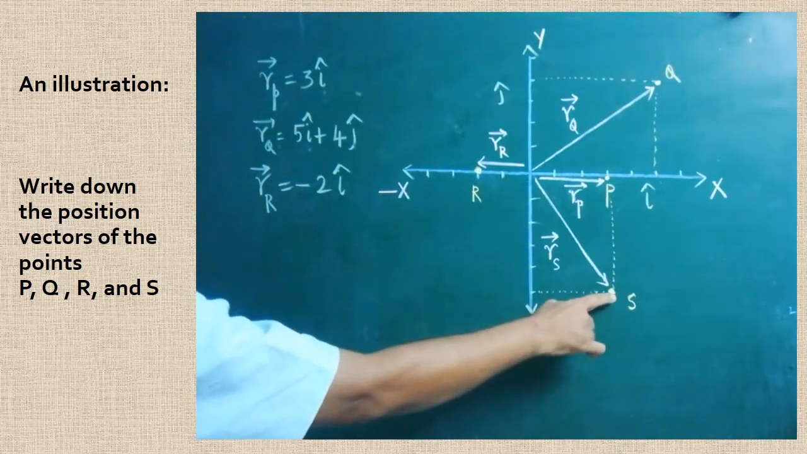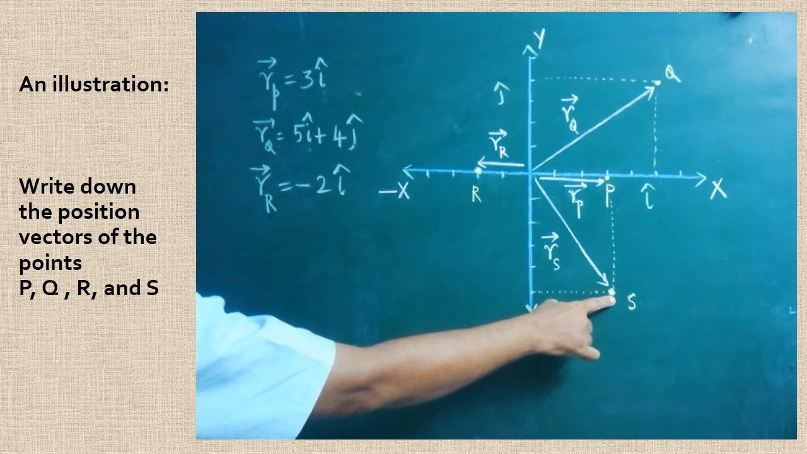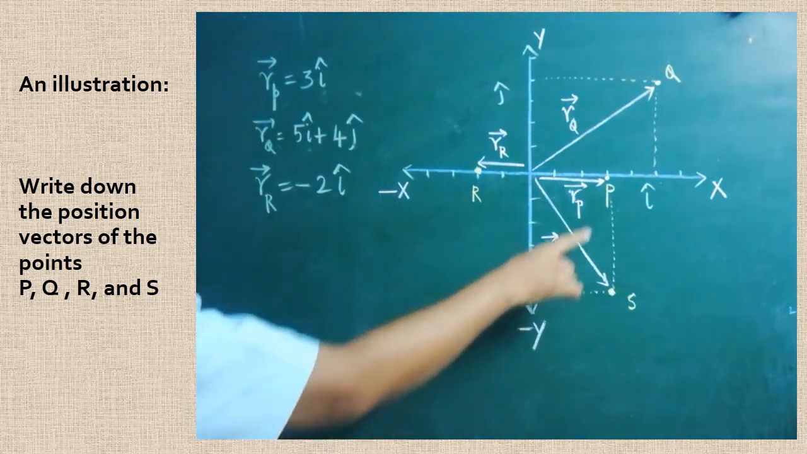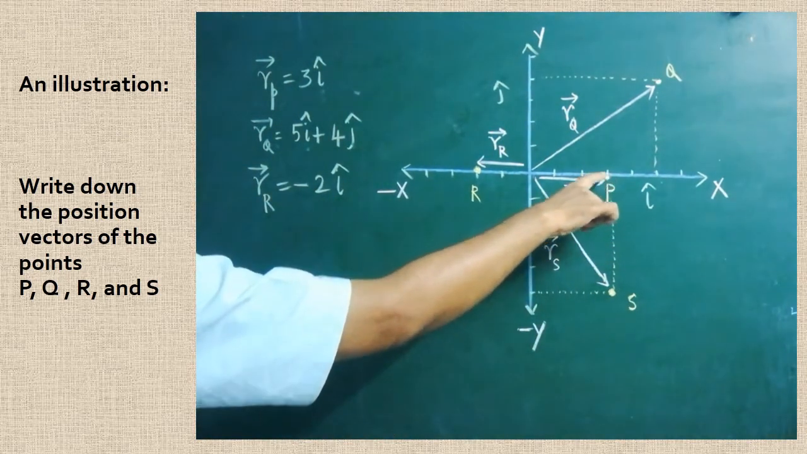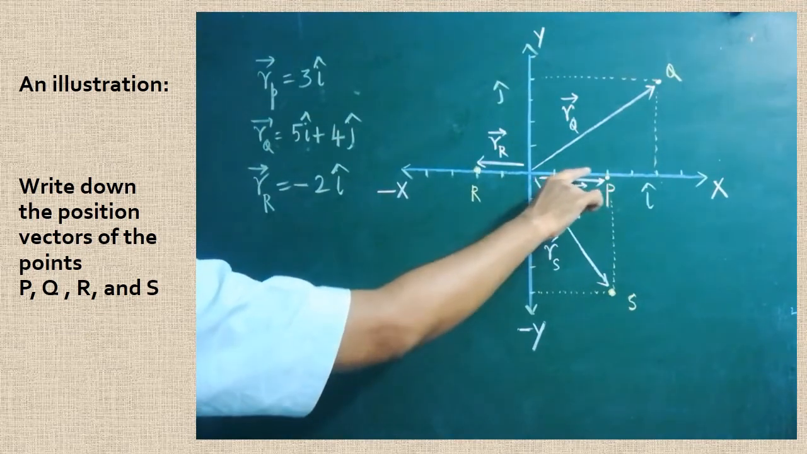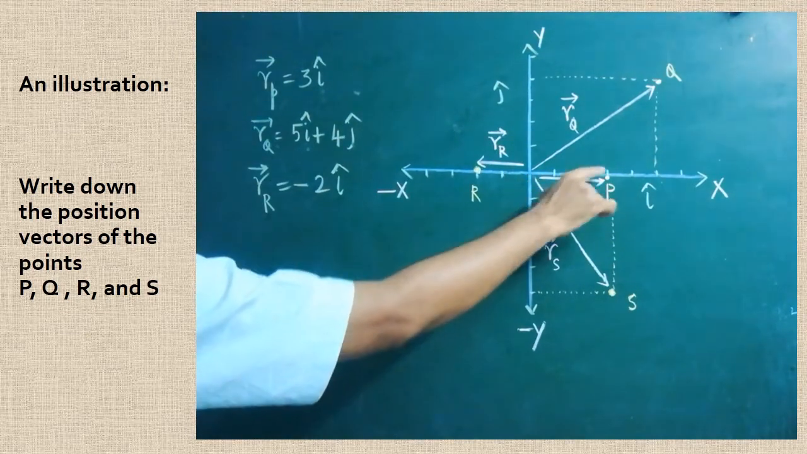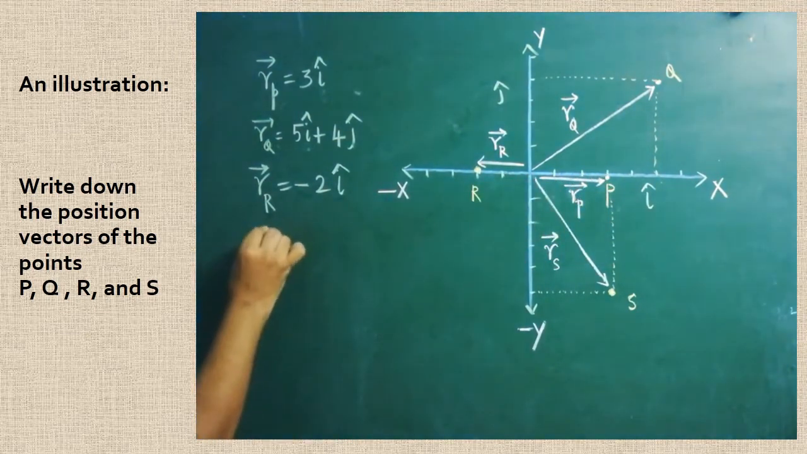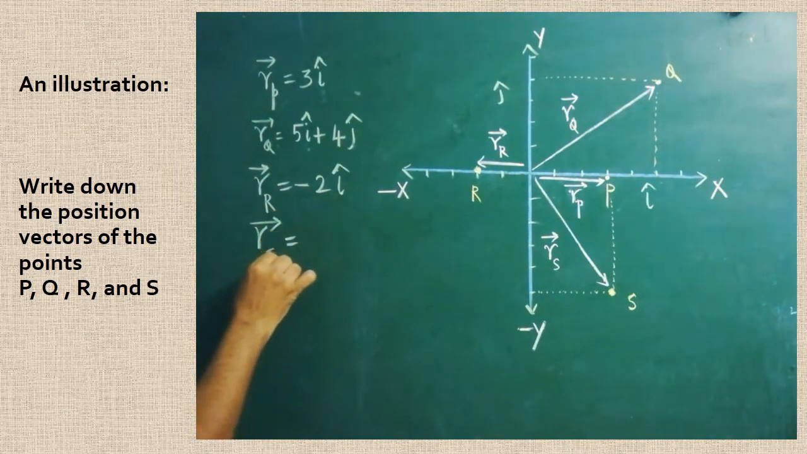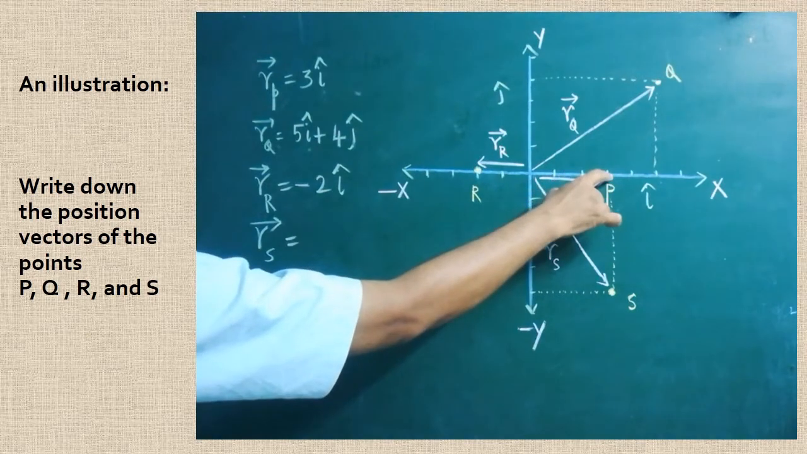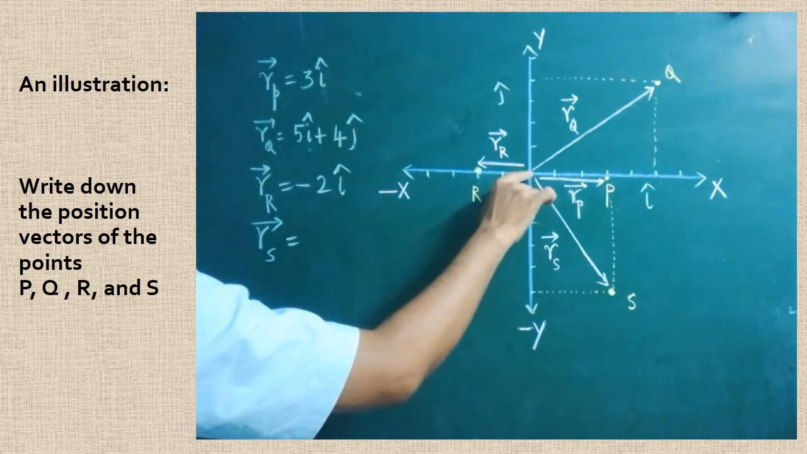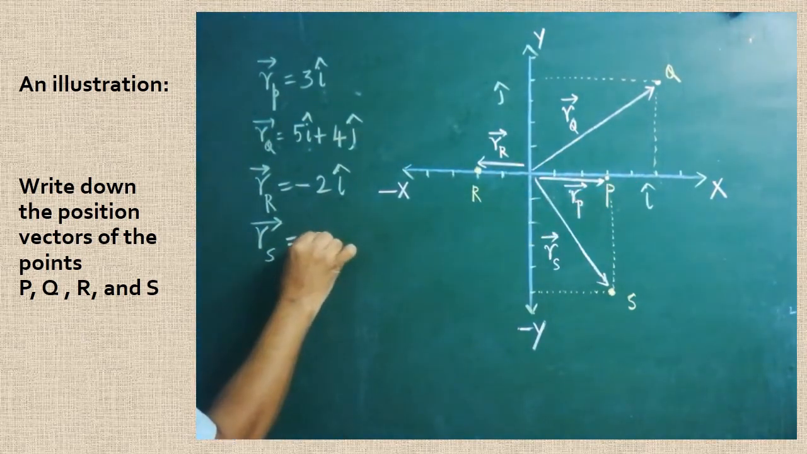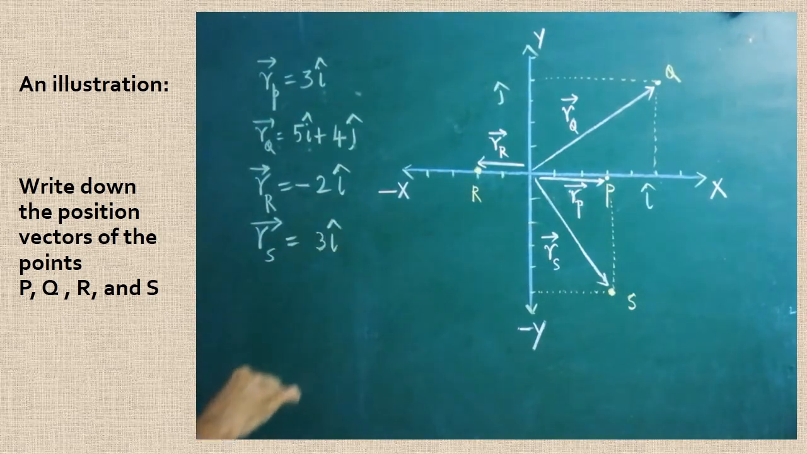It is here, that S is located here. Are you clear? With the help of x and y, we have to find out. Look at that. This is at what distance away from the origin in the x-axis? 1, 2, 3. Therefore, Rs, that is position vector for the point S. How will you write? 1, 2, 3. That is to be taken in the positive x direction. Therefore, 3i cap must be written.